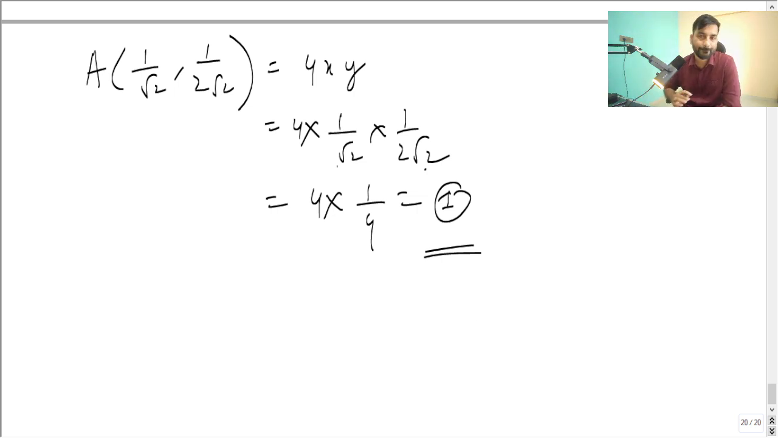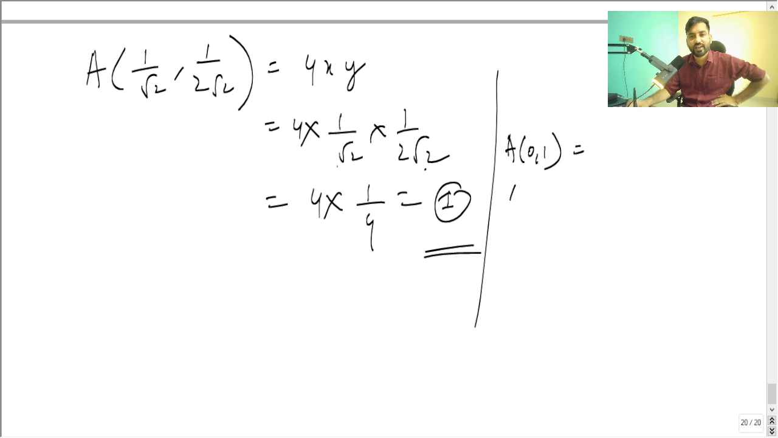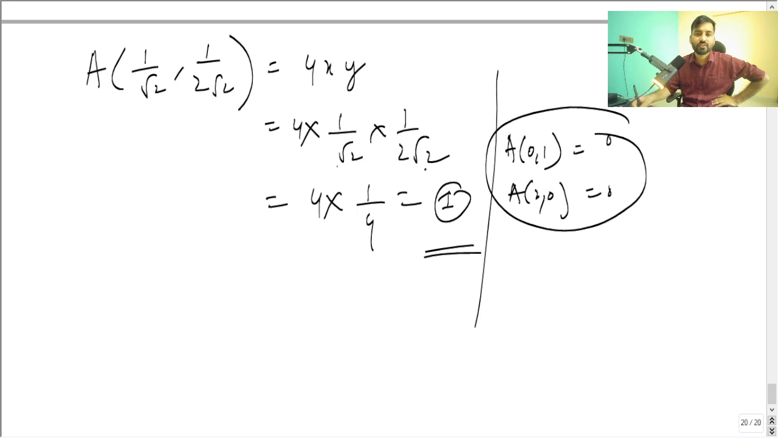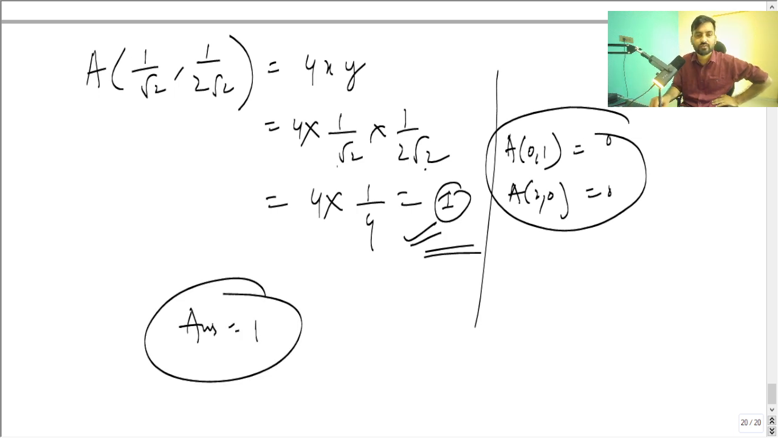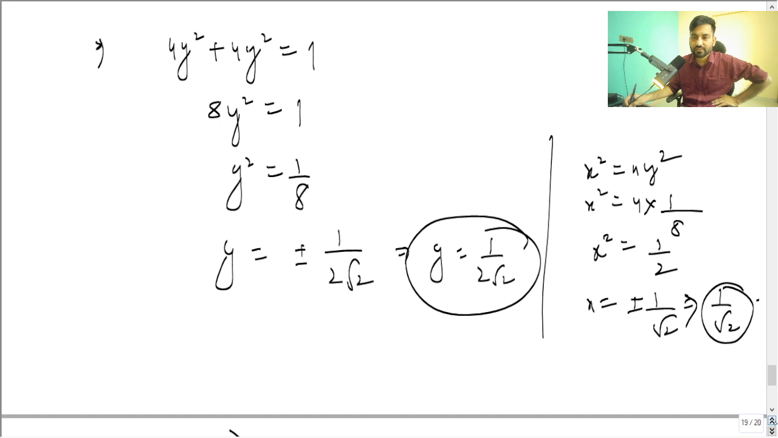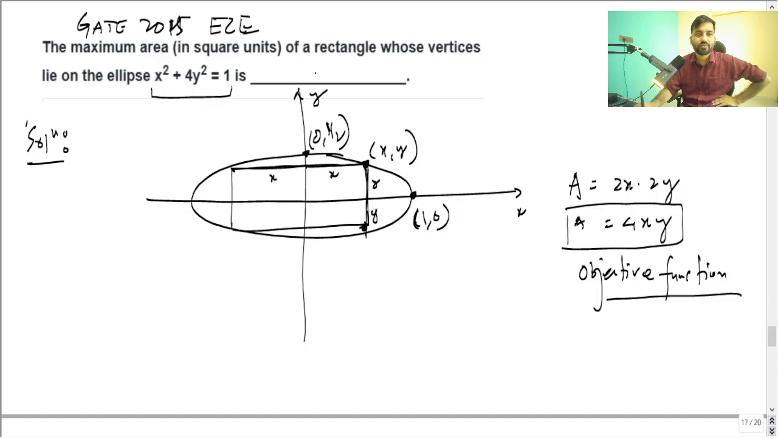I told you one point: whenever you are applying Lagrange's multiplier, please do check at the boundary. So I think you can check (0, 1) and you can check (2, 0); 0 you will get. So this is the only answer. The final answer for this question is 1. Okay, so I think anybody can solve this kind of problem. So the answer for this question is 1. You got 2 marks or 1 mark.